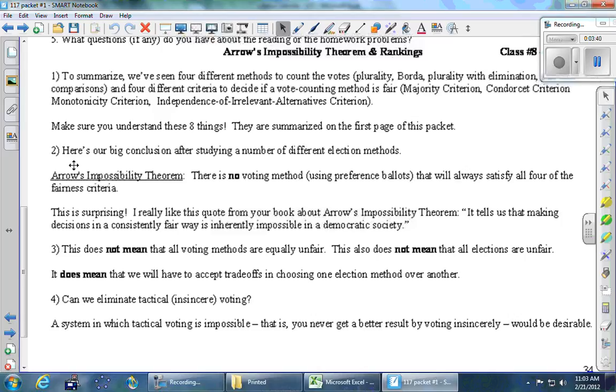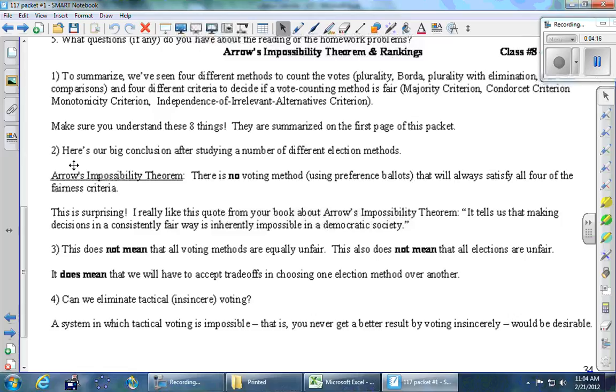So we might be asking ourselves, well, let's keep looking. Let's come up with some crazy way to count the votes that will satisfy all 4 of these things. And it turns out, by this very famous theorem, there's no vote counting method that will always satisfy all 4 of the fairness criteria. And this is kind of a big deal. It's not saying that we just haven't found it yet, and that maybe if we just had another 50 years of human ingenuity, that we would eventually be clever enough to come up with some vote counting method that would be perfect. It's saying no such method exists.